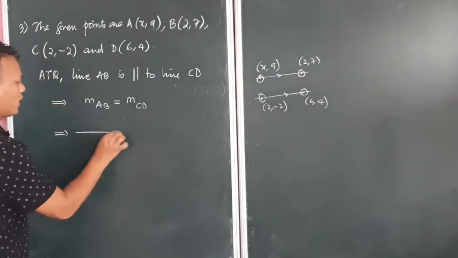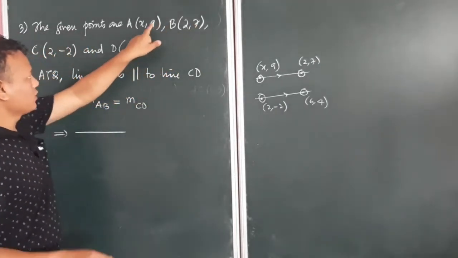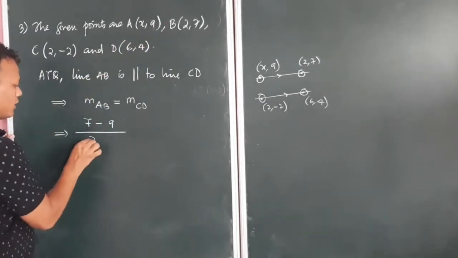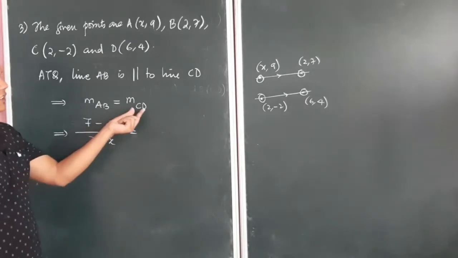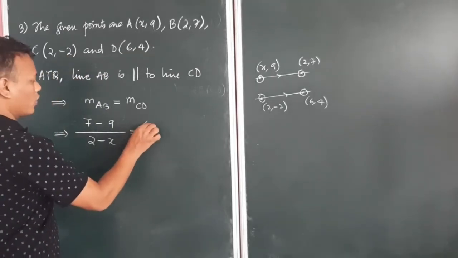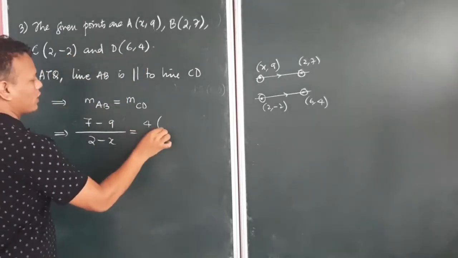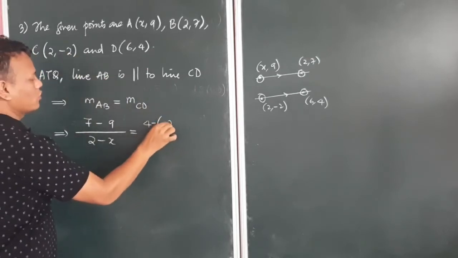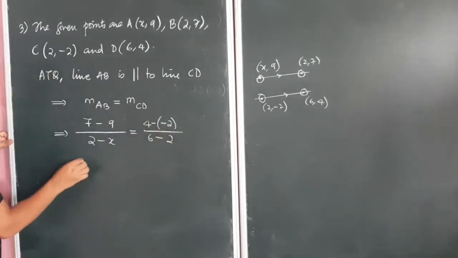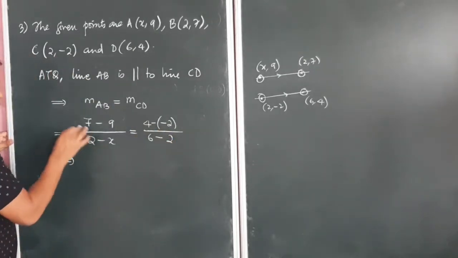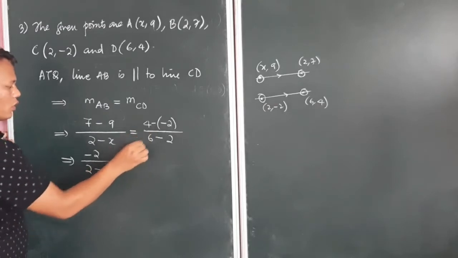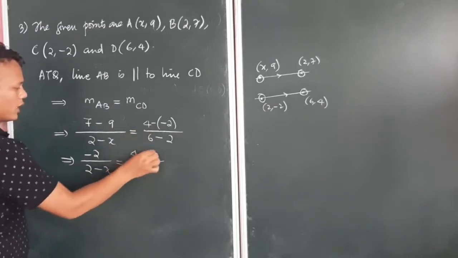My formula is y2 minus y1, that is 7 minus 9, divided by x2 minus x1, that is 2 minus x, equals the slope of CD. For CD, y2 minus y1 is 4 minus (-2), that is 6, divided by x2 minus x1, which is 6 minus 2, that is 4. Let us quickly simplify this and find the value of x.